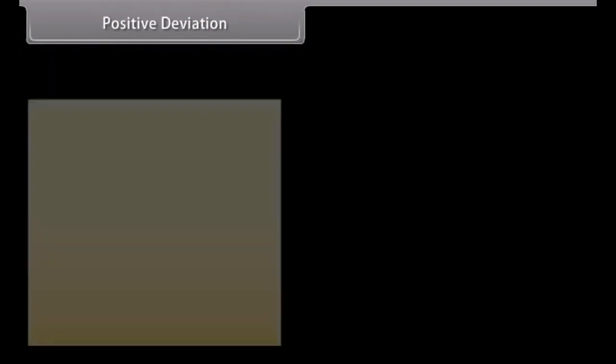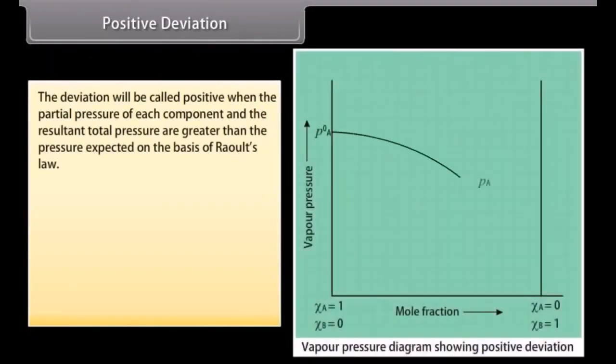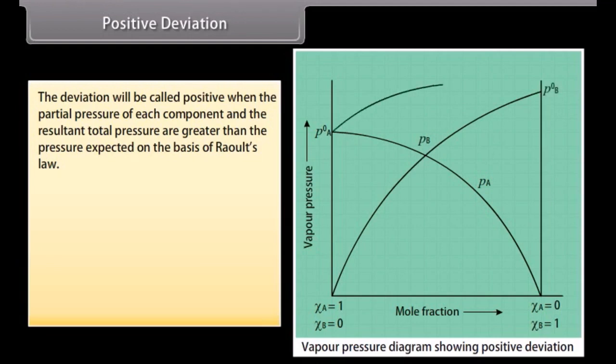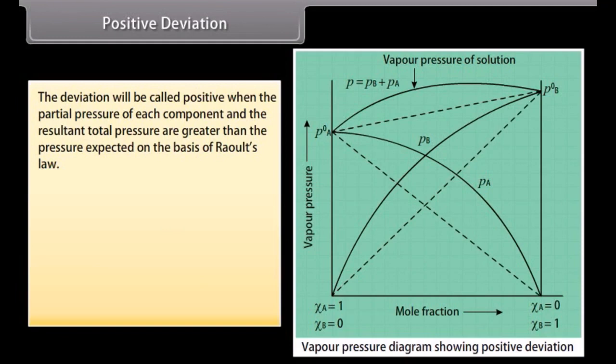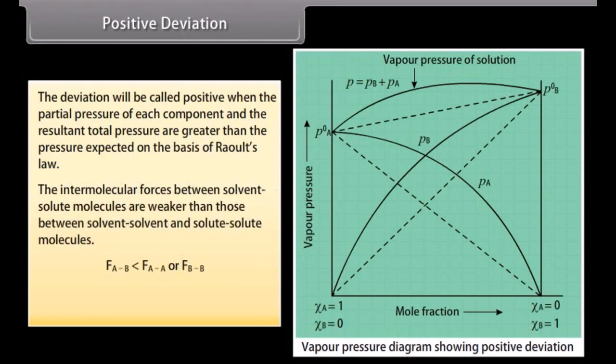Positive deviation. The deviation will be called positive when the partial pressure of each component and the resultant total pressure are greater than the pressure expected on the basis of Raoult's law. For example, the solutions of water-ethanol and benzene-acetone show positive deviation. The intermolecular forces between solvent-solute molecules are weaker than those between solvent-solvent and solute-solute molecules. This shows that the vapor pressure of the solution will be higher.